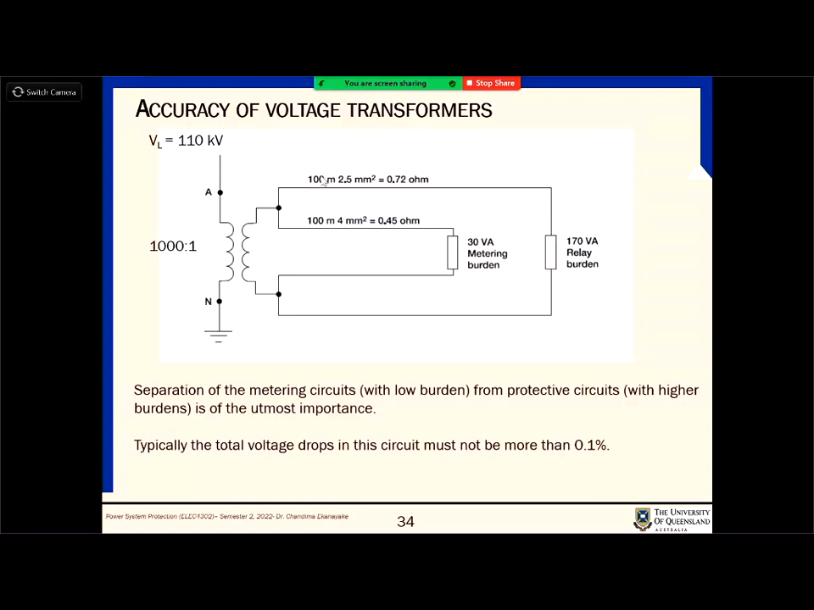So why is the distance the same? Because in real life, all equipment is placed in your substation control room, right? Control room is in one location, right? So we need to have the same distance. But then can you see that in this one we used 2.5 square millimeter cable, in this one 4 square millimeter. The reason is that this one has higher resistance, this one has lower resistance.